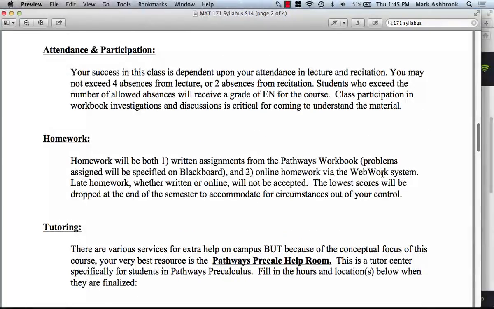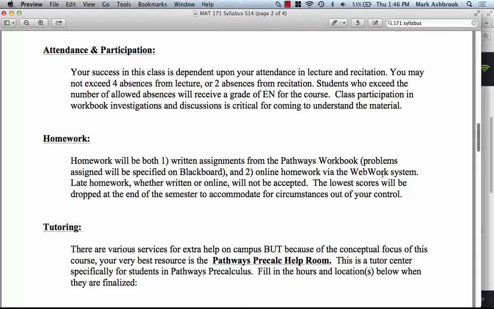In terms of attendance, there are no excused and unexcused absences. So if you miss class and you think it's an excused absence, don't spend time writing me an email and having me read it, because basically you just have a cushion of 4 absences in this course for this lecture. And then you have a cushion of 2 absences for recitation.